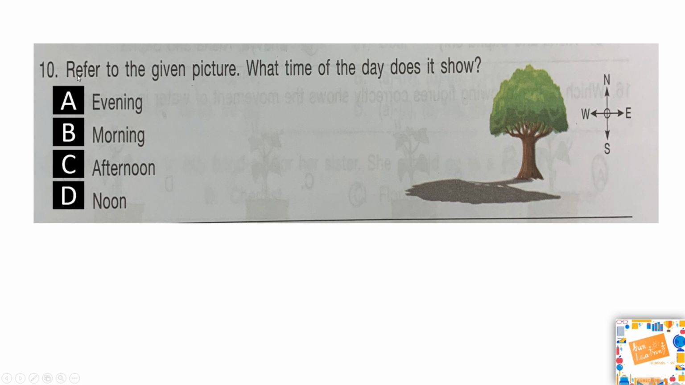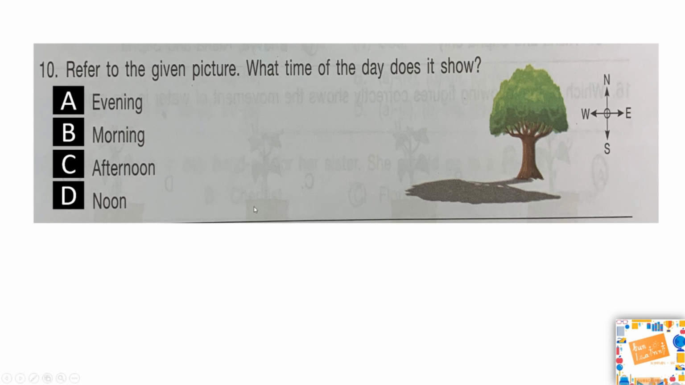Next question is, refer to the given picture. What time of the day does it show? This is the picture here, and it is showing a shadow of the tree, and the directions are also given to you. Is it option A, evening? Is it option B, morning? Is it option C, afternoon? Or is it option D, noon?